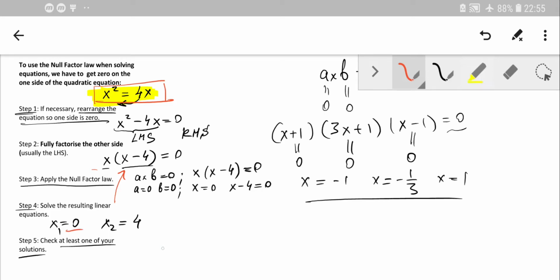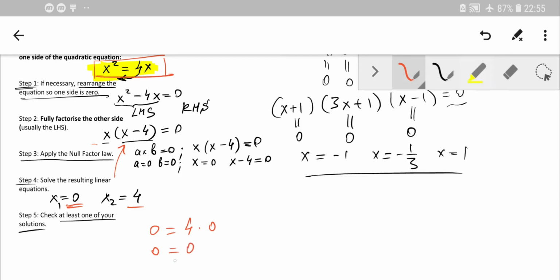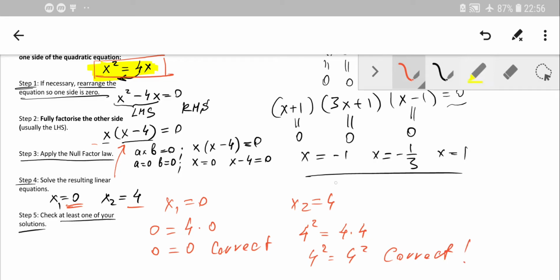So how to check it? Whenever x stands, put in your solution. We first start by putting 0 in both parts, because in both parts we'll get x. So 0 equals 4 times 0, so finally we've got a correct equality. Okay, let's put x equals 4 in both parts, so we'll get 4 squared equals 4 times 4. In this case, we'll get 4 squared equals 4 squared, so also correct. So both equalities are correct, and both solutions are also correct.